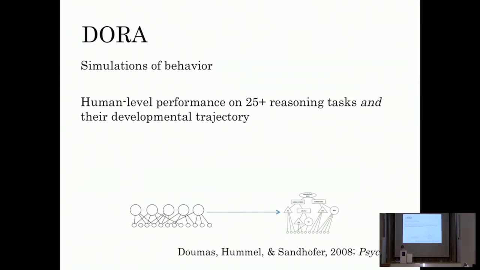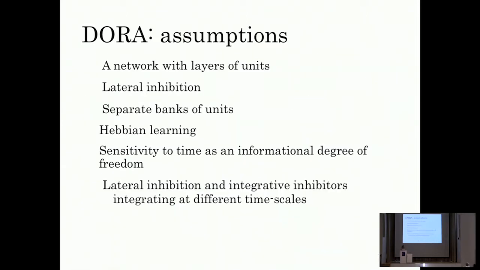Okay, so this model has also simulated lots, like I said, of these developmental tasks. So not only does it do the task at human-level performance, but it manages to do so across the trajectory of development. So it can match through training the behavior of 2-year-olds, 3-year-olds, 4-year-olds, et cetera, to adulthood. Okay. So now what makes it special? Why is it worth using?